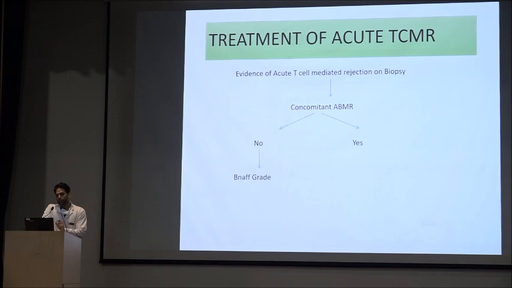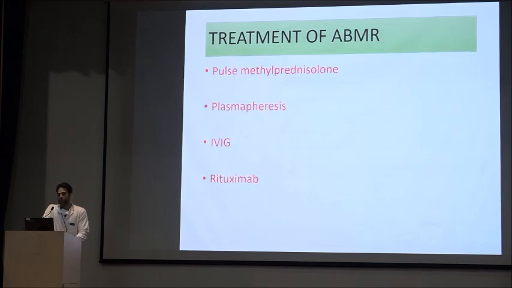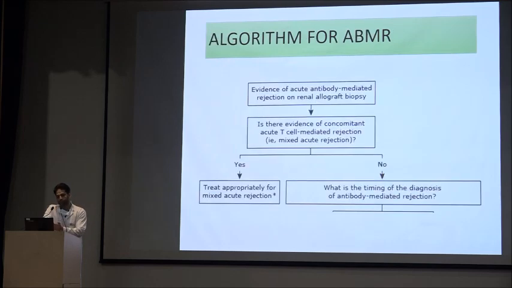We do the biopsy. We check for concomitant ABMR also if it is in the kidney allograft. If it is not, then we treat as per BNAV grading. The treatment of ABMR has 4 main things: pulse methylprednisolone, plasmapheresis, IVIG and rituximab. There are a few experimental treatments also if it is not responding to these. The algorithm is very simple. Biopsy is done.